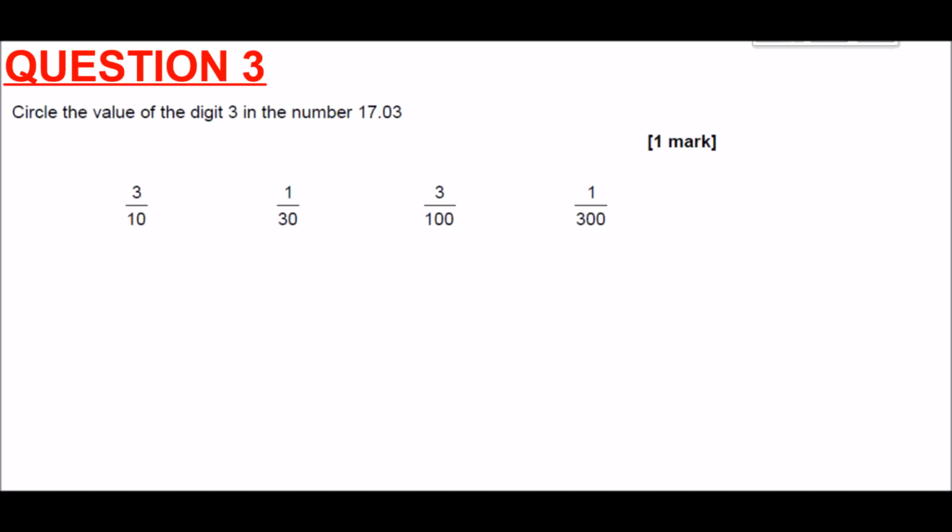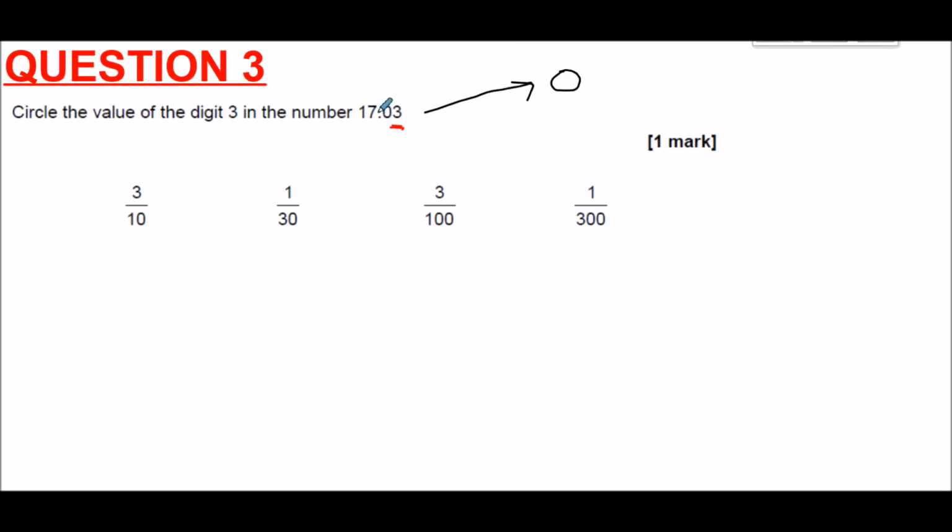Question 3. Circle the value of the digit 3 in the number 17.03. I can explain in terms of tens and units, but I'll give you a quick way on a calculator first. Circle the value of the digit 3 means we're only interested in this number. We don't really care about the other numbers, so we can think of the other numbers as being 0.